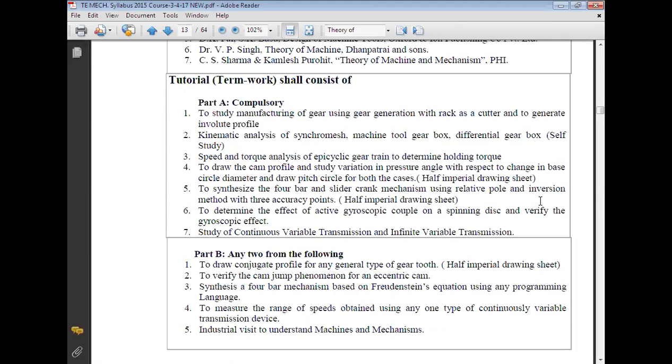So this is what we will discuss one by one during this lecture series. I hope you might have got the glimpse of this particular subject, that what we are going to see in this semester for this subject. So you might have got an idea for this subject.